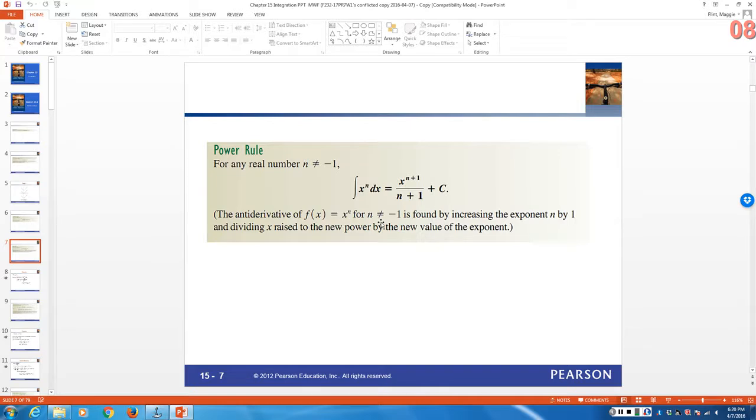The only thing is, this only works as long as n is not equal to -1. Because if n is equal to -1, then -1 plus 1 leaves your power on x to be 0, and then it won't work. It won't work because not only is the power 0, which is not a big deal because that makes that 1, it would make the denominator equal to 0, which is undefined. So we can't use this rule if the power on x is -1. We have to have a special rule for that one.